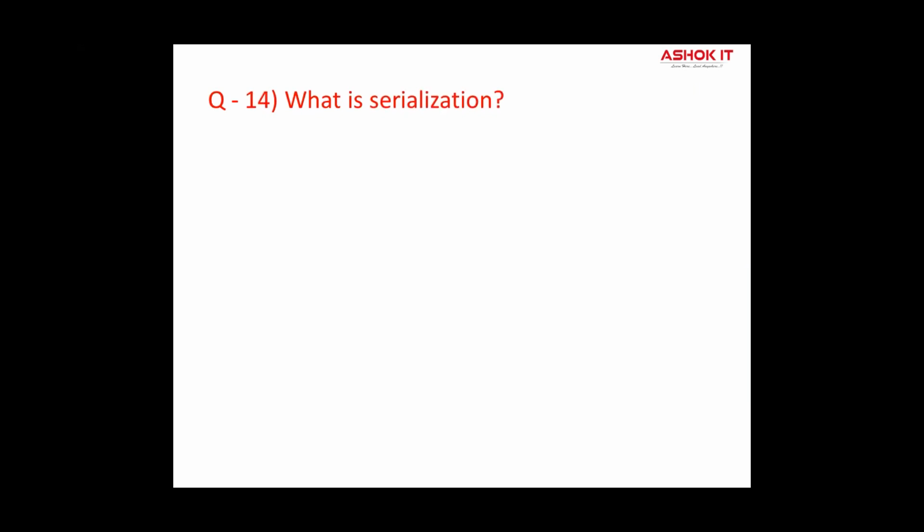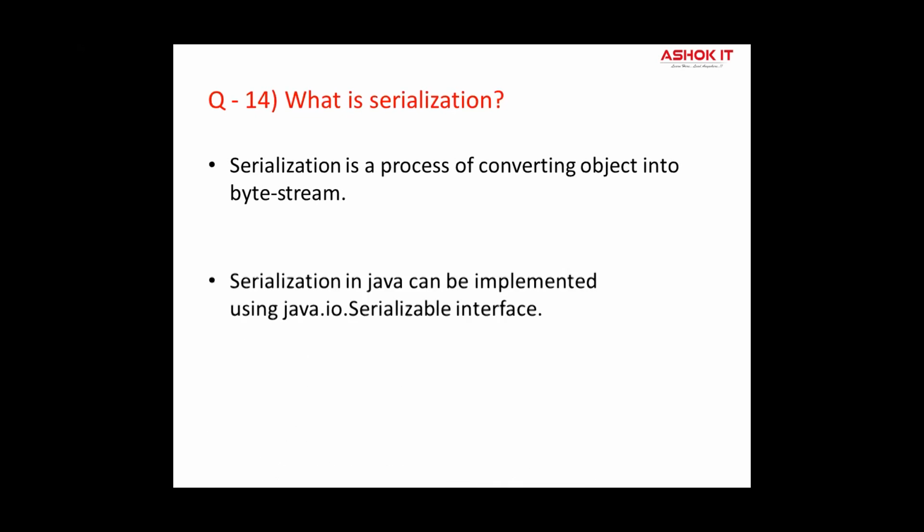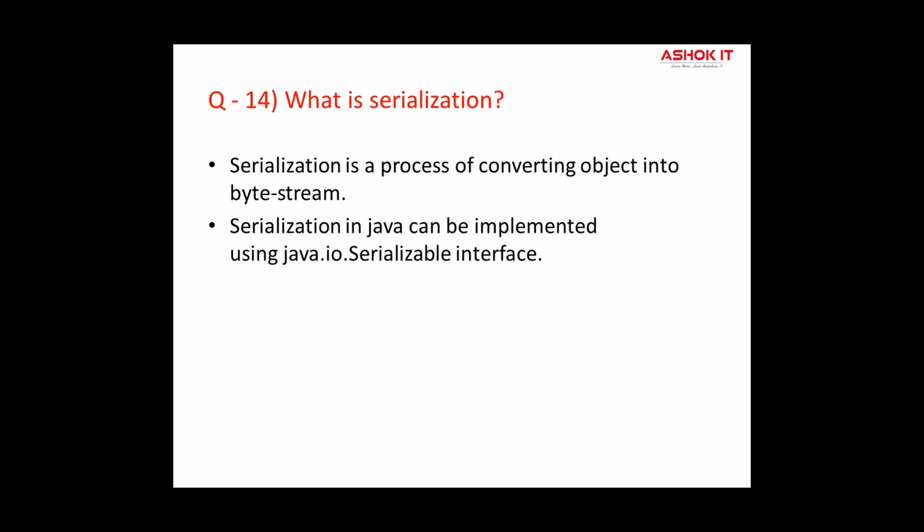Question number 14. What is serialization? Serialization is a process of converting an object into a byte stream. Serialization in Java can be implemented using the java.io.Serializable interface. Why is serialization used? Serialization mechanism is usually used when there is a need to send your objects over the network or to store them in files. Now the hardware components like network infrastructure and hard disk understand only bytes and bits, not Java objects.